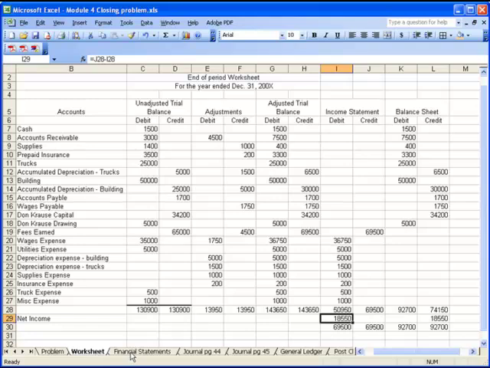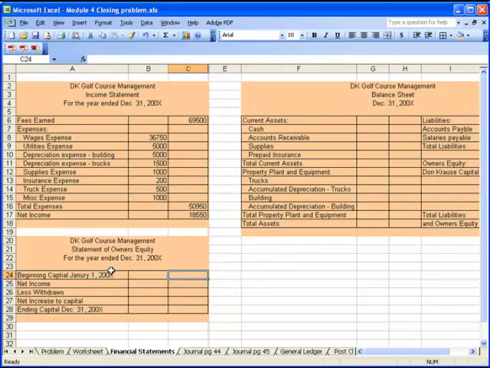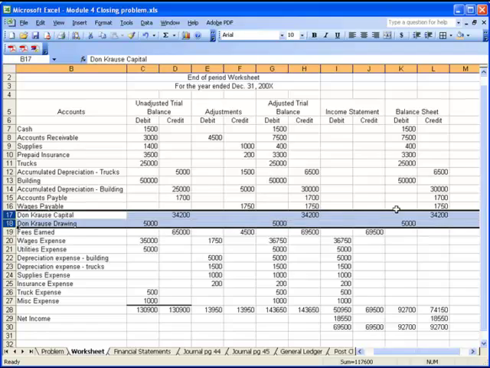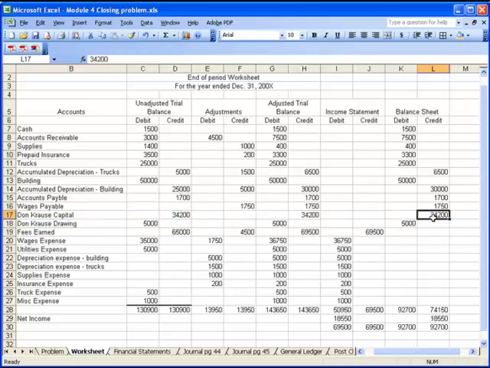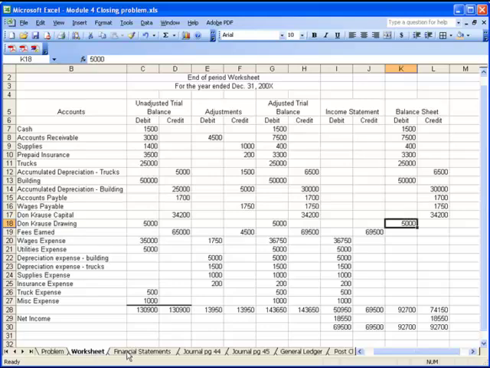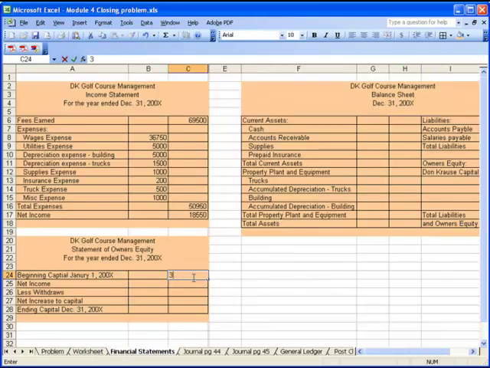Now, the next financial statement we have to create is my statement of owner's equity. And there's a couple of numbers we need from our worksheet, and that is the capital number, which is our beginning capital, and our withdrawals by our owner. So our beginning capital is $34,200, and our owner withdrawals are $5,000. And if I go over here to my financial statements, I can populate those numbers.